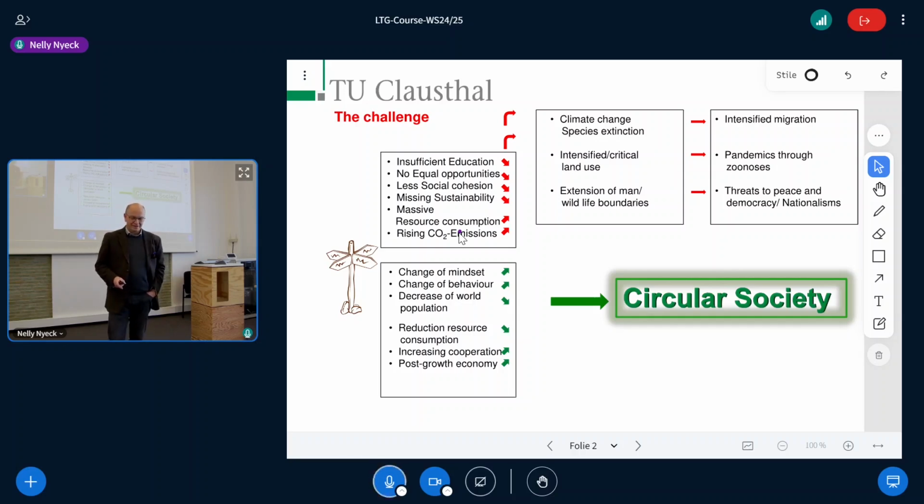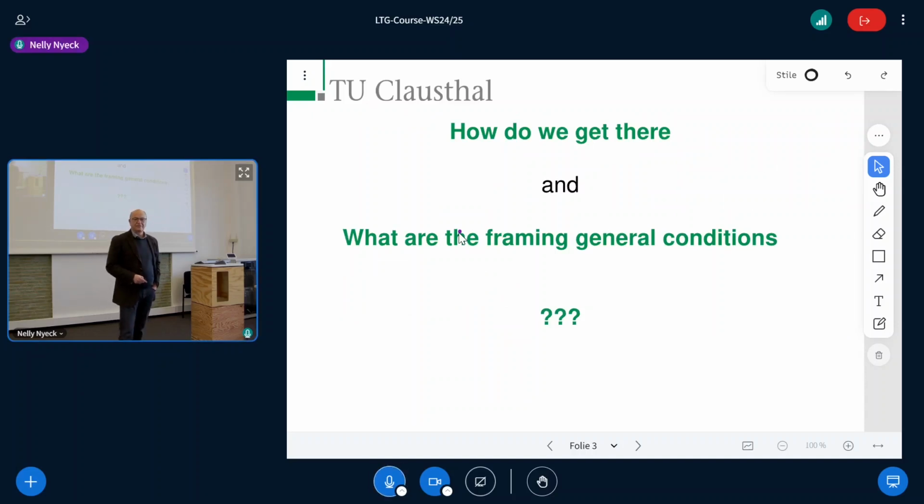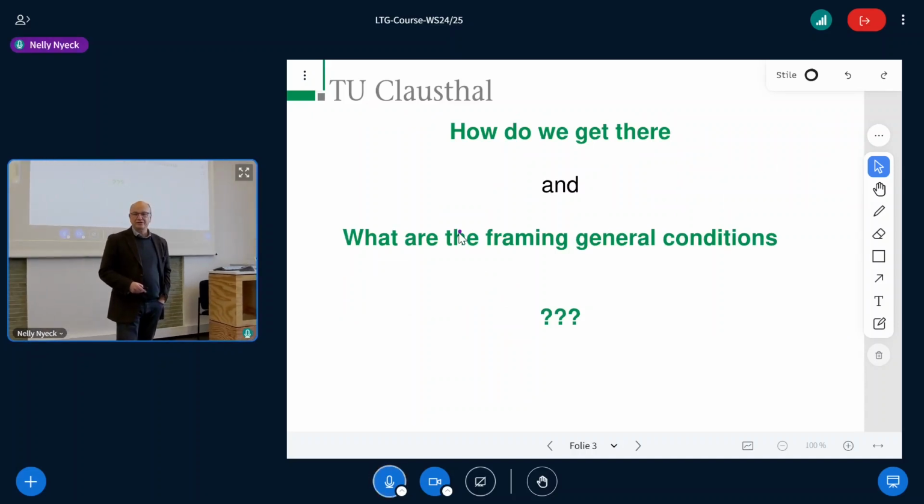Actually, the final thing is what we call in German Gemeinwohlökonomie. That's coming up. So to reach all of these topics here that you see in this part, it is necessary to end up here in the circular society. What does it mean, and how do we get there, and what are the framing general conditions?